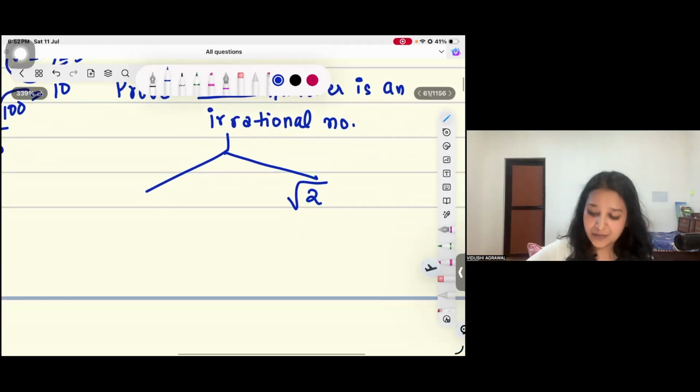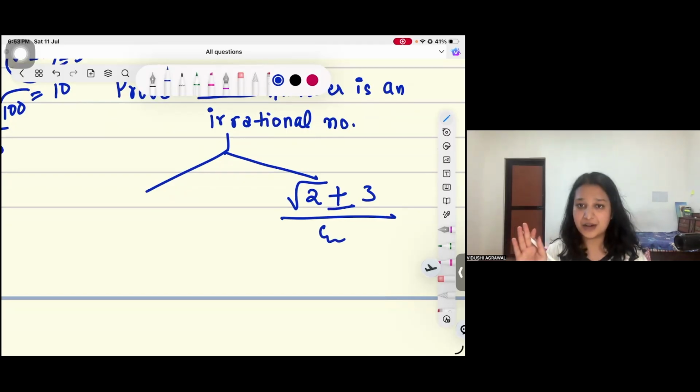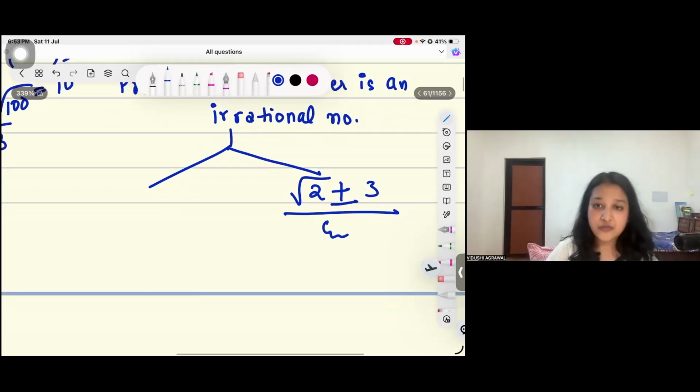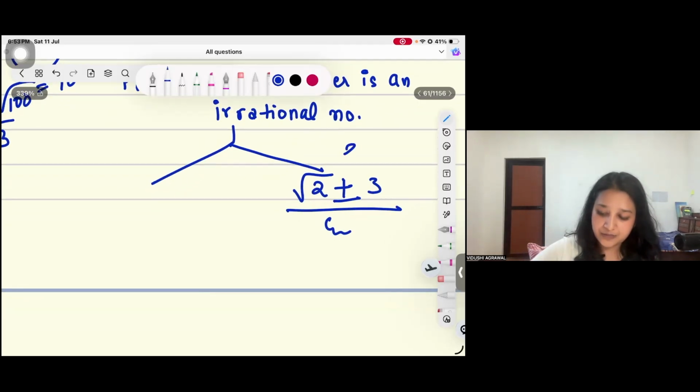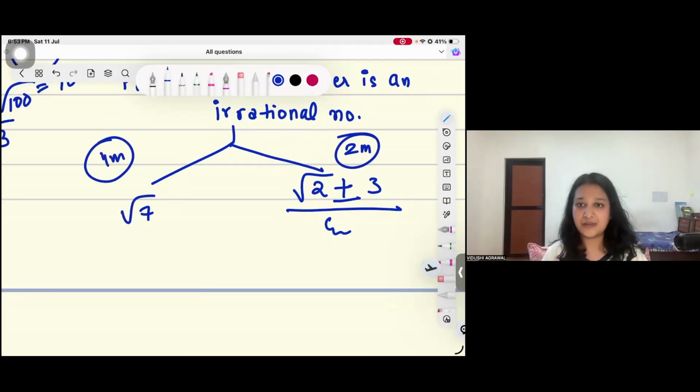First one, they will say root 2 plus any number, root 2 minus any number, root 2 divided by any number. That's a separate presentation. The most common 4 mark question they ask, these are 2 mark. The 4 mark question is: prove root 7 is an irrational number.